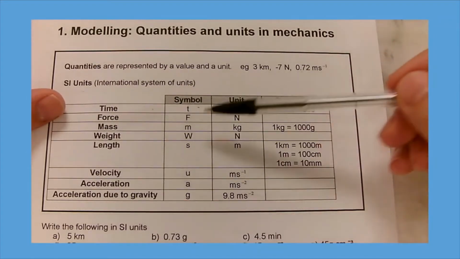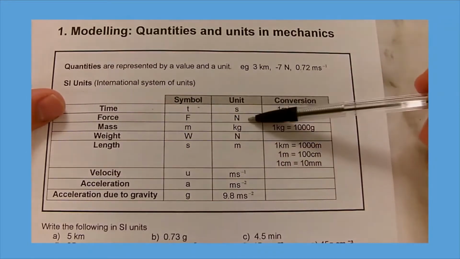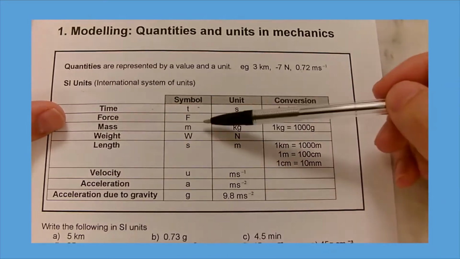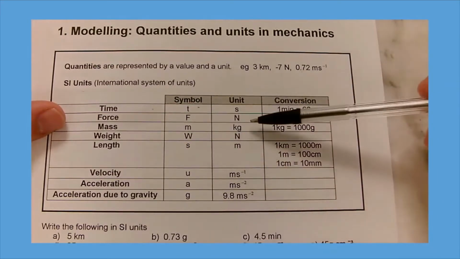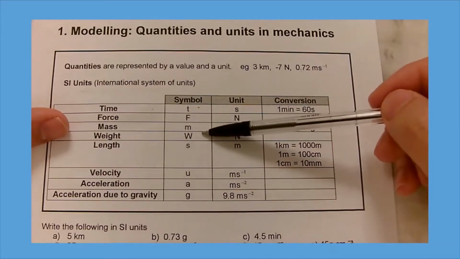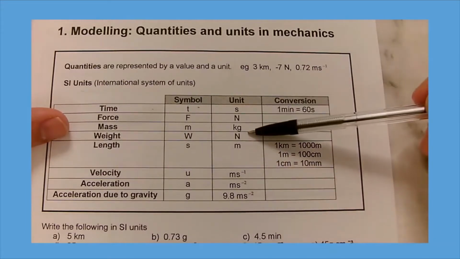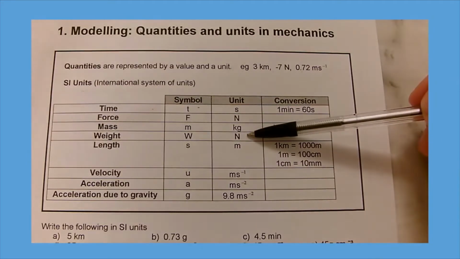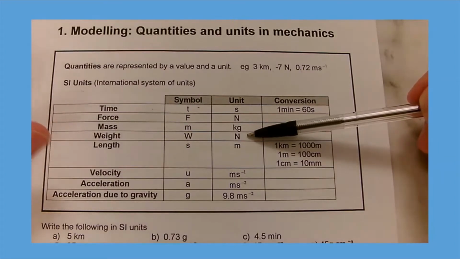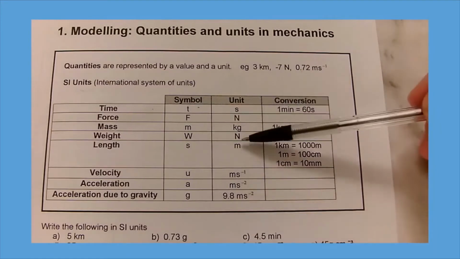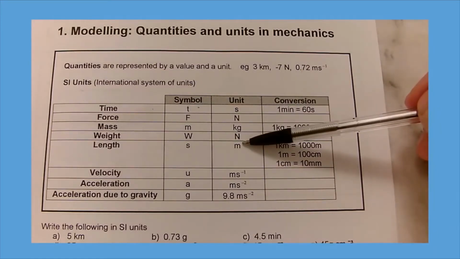Force is given by the symbol capital F, and the SI unit for that is newtons with a capital N. Mass is given with the symbol lowercase m and a unit of kilograms. Weight is given by a symbol of W and a unit of newtons as well. Weight is also a force. You have to understand that mass and weight are completely different concepts. Length is given by the symbol s and a unit of m.